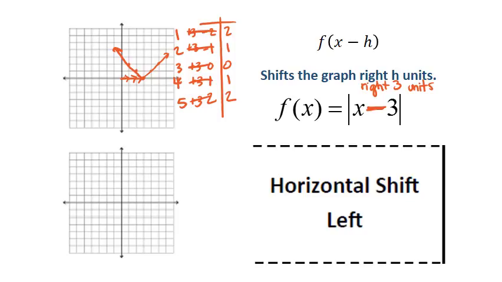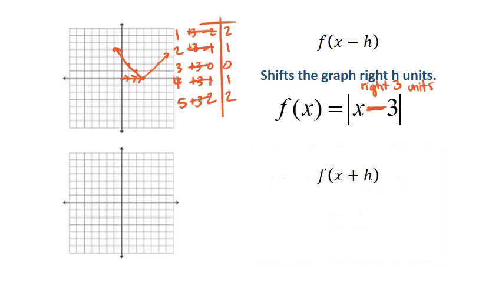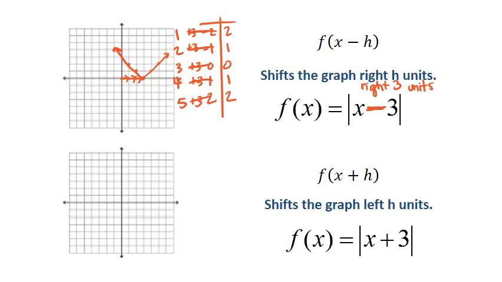Now you can probably make an assumption. If subtracting makes it go right, then adding has to make it go left. That is always the case. So with the example of plus 3, that means that we're going to take our function and we're going to go left 3 units.